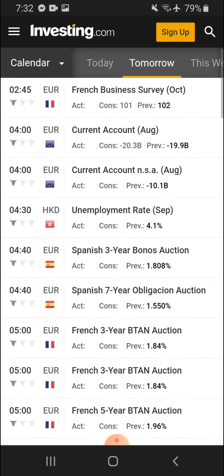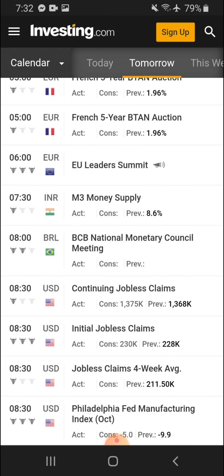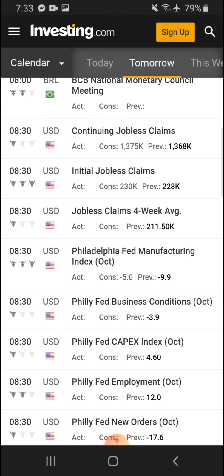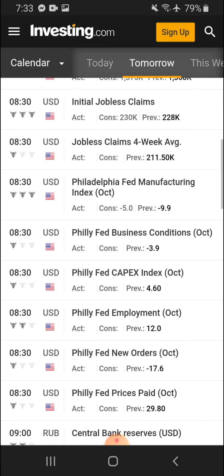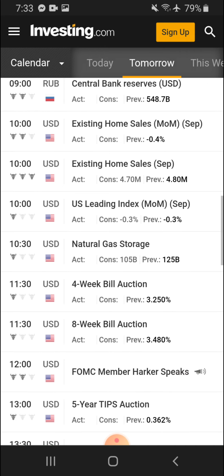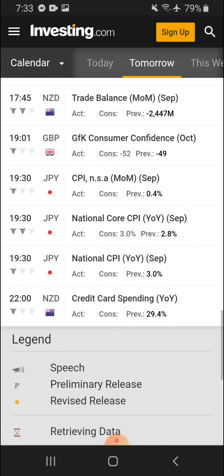So tomorrow we've got an EU Leaders Summit, the European Union Leaders Summit. So potentially high volatility in the euro, and it looks like the US has initial jobless claims, so higher. So EUR/USD looks pretty good tomorrow. Philadelphia Fed Manufacturing Index. So high volatility for US existing home sales. So that's quite a few reports for the US coming out tomorrow.